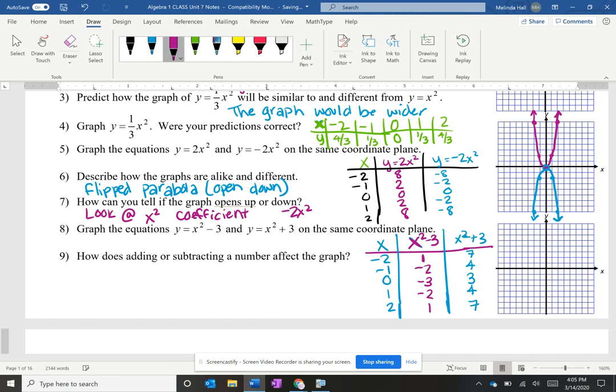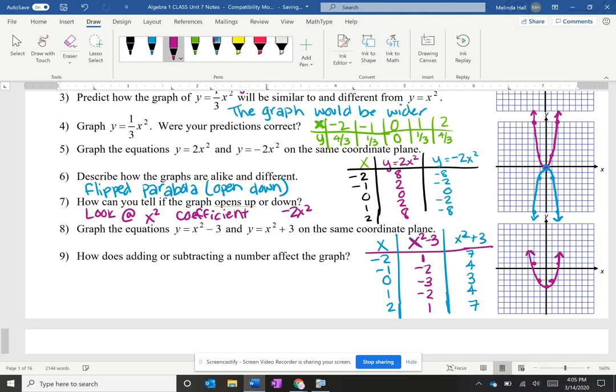And so when we graph these two on the same graph, at negative 2, it's at positive 1. At negative 1, it's at negative 2. And at 0, it's at negative 3. And then it comes back up like that.